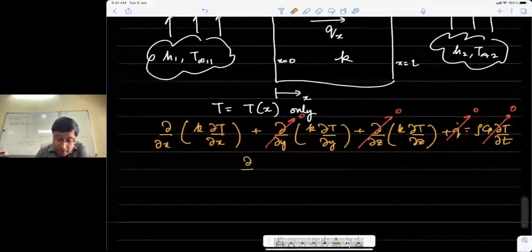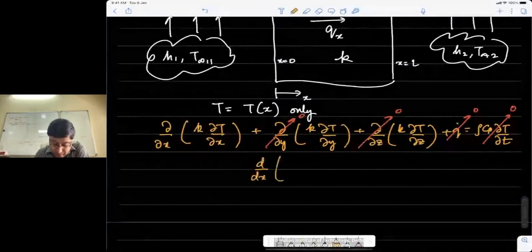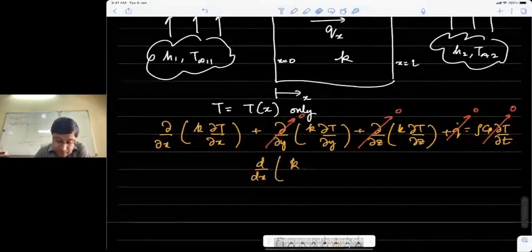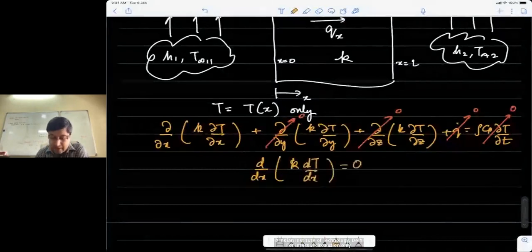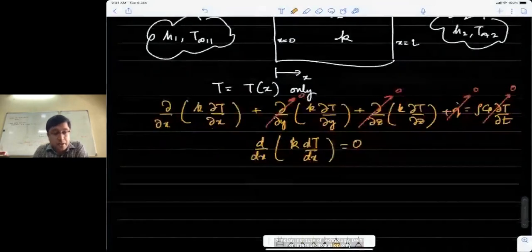Oh sorry, I should now write, because temperature is only a function of x, there is no point of writing a partial derivative. I can say d by dx of k dT dx is 0. So that is the equation that we want to solve.